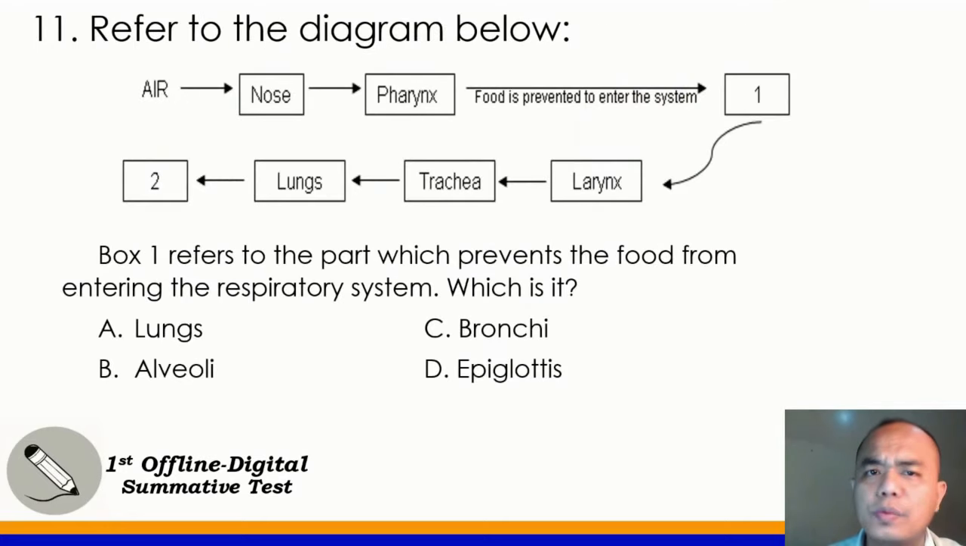Lungs. Number 11, refer to the diagram below. Air will go to the nose, then to the pharynx, and the food is prevented from entering. The air will go to the larynx, then the trachea, then the lungs, and to the blood. Box 1. Refer to the part which prevents the food from entering the respiratory system. Which is it? A. Lungs, B. Alveoli, C. Bronchi, or letter D. Epiglottis. Correct. Epiglottis is the part which prevents food from entering the respiratory system.